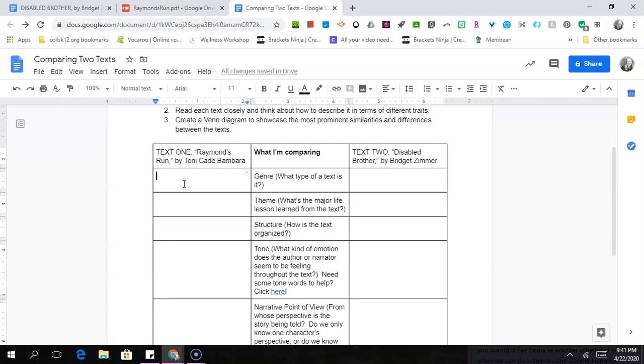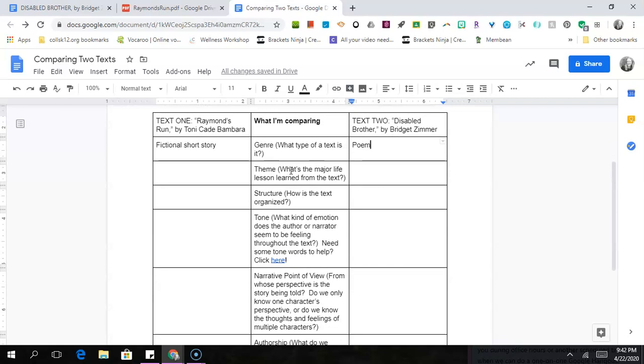Now let's think about the genre of each. So for text 1, Raymond's Run, the genre is a short story. And you might even write a fictional short story. And then over here, text 2, Disabled Brother, we're going to say is a poem. So already we see there's something different between these two texts. One is a short story, one is a poem.